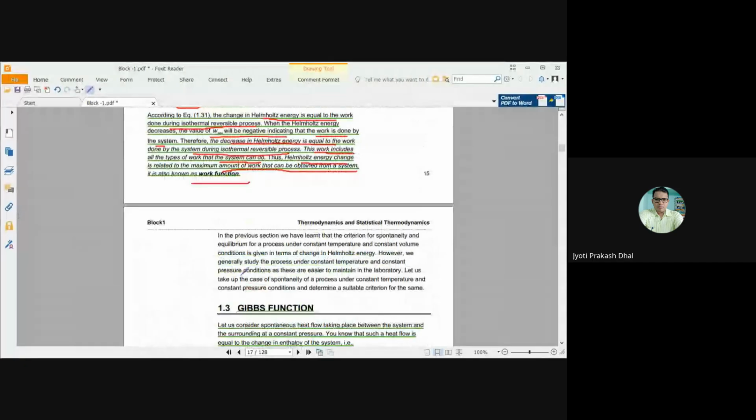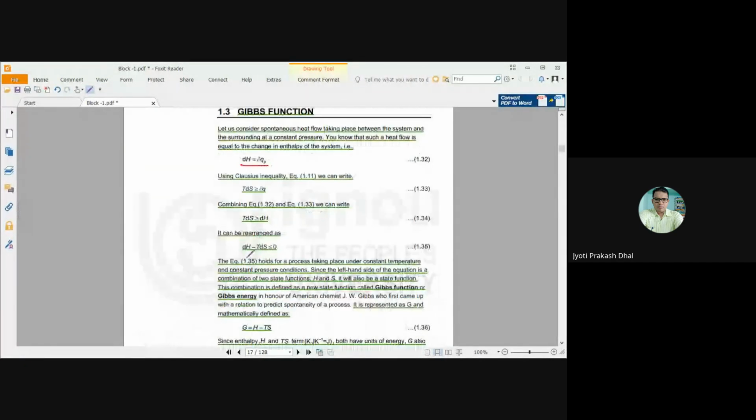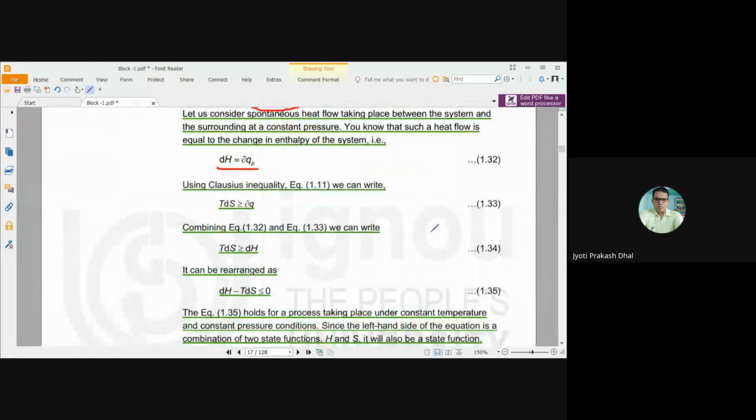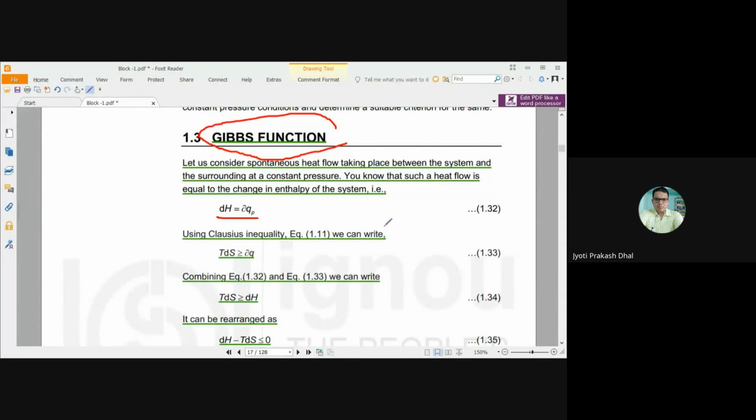Now, after the Helmholtz energy or Helmholtz function, which defines the criteria of spontaneity of the thermodynamic processes, another function is there, that is called Gibbs function, which also defines the criteria of spontaneity. So let us consider the spontaneous heat flow taking place between the system and surrounding at constant pressure. In the previous case, we have discussed at constant volume, but here that is at constant pressure.